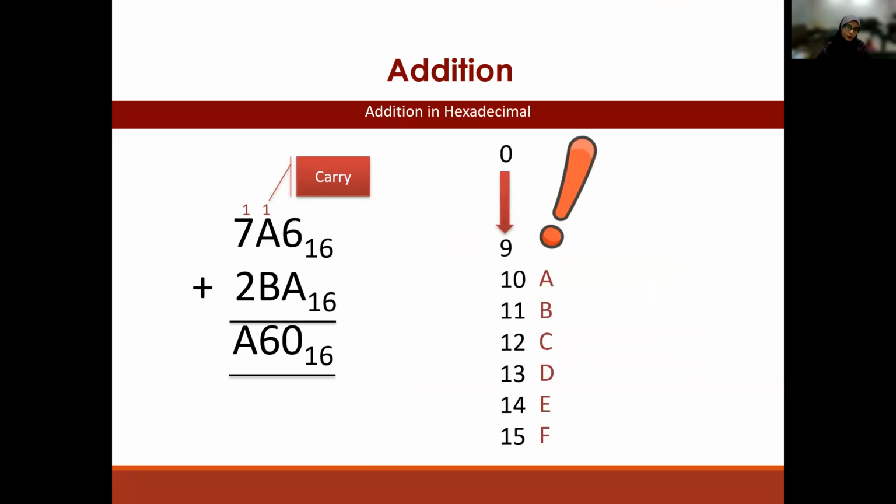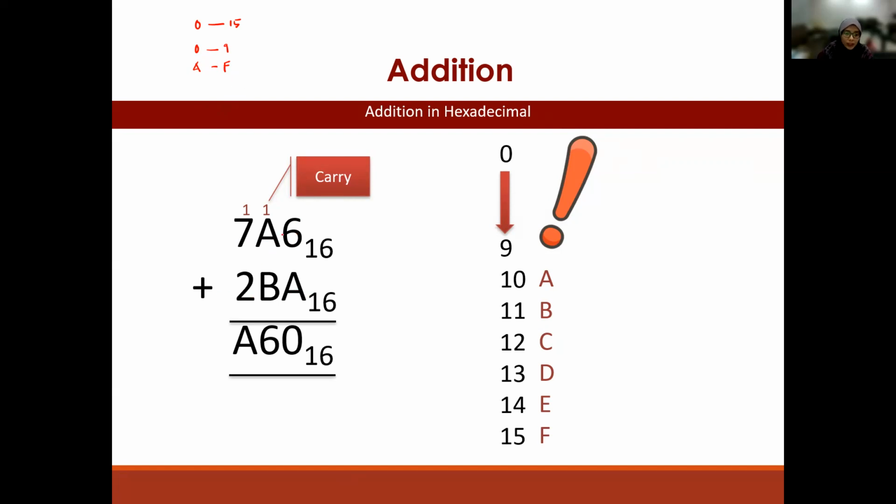All right, let's move to addition in hexadecimal. The range for hexadecimal is from 0 to 15. However, it must be represented by 0 to 9 and A to F, where 10 to 15 are represented by the letters A to F. So for example, here we have 7A6 plus 2BA.